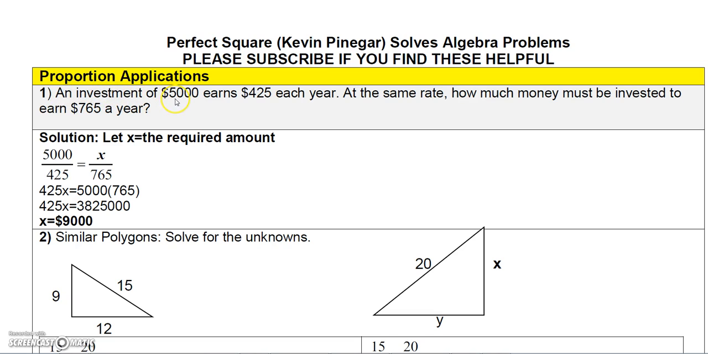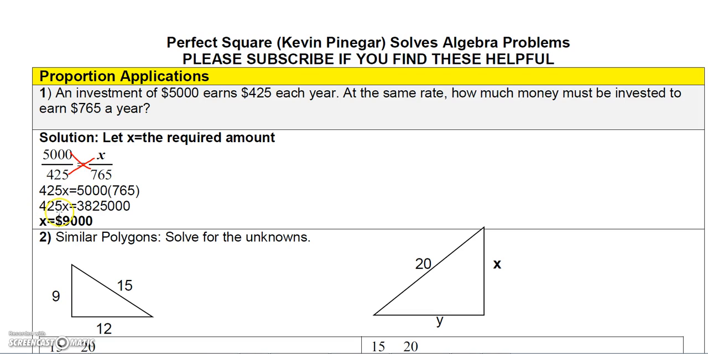This first one says an investment of $5,000 earns $425 each year. At the same rate, how much money must be invested to earn $765 a year? Well, you know the ratio of $5,000 earns $425. So you need to know how much money X will earn $765. So you just set it up like a proportion. And then you can cross multiply here. 425 times X must equal 5,000 times 765.